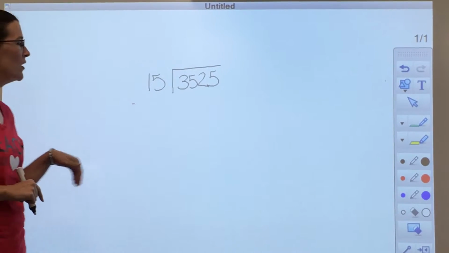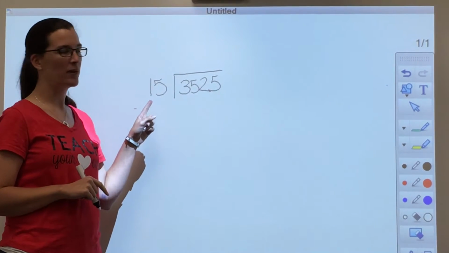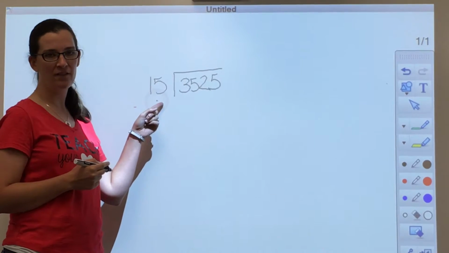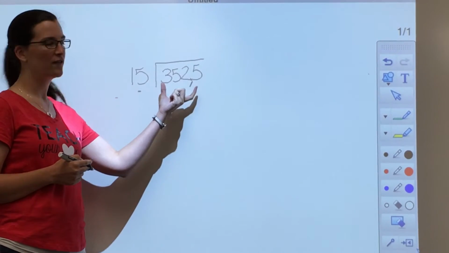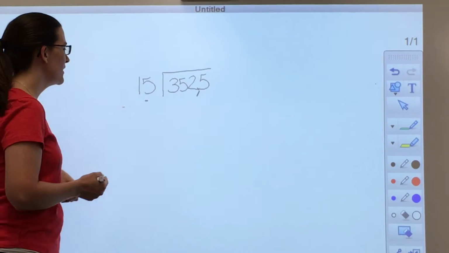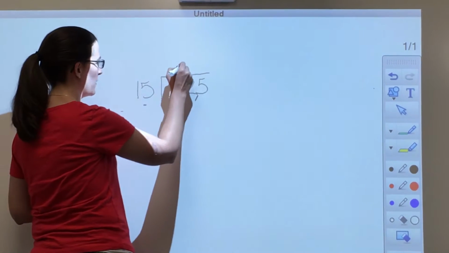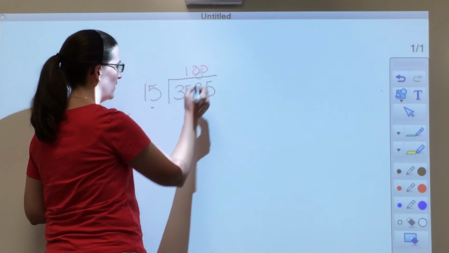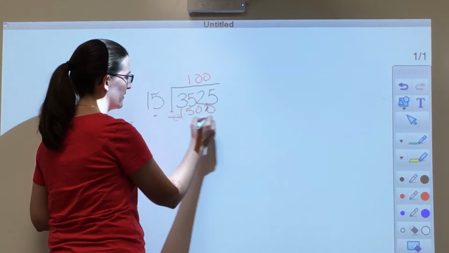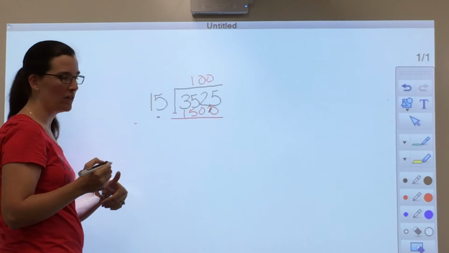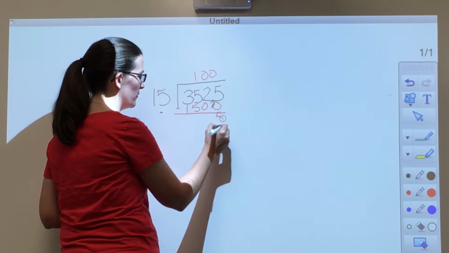To do so, we look at our divisor and we think, what power of 10 can I multiply 15 by to give me a number that I can then subtract from our large dividend? In this case, I can do 15 times 100, which gives me 1500. Then I'll subtract that out, just like that next step in the long division process that we're all used to.